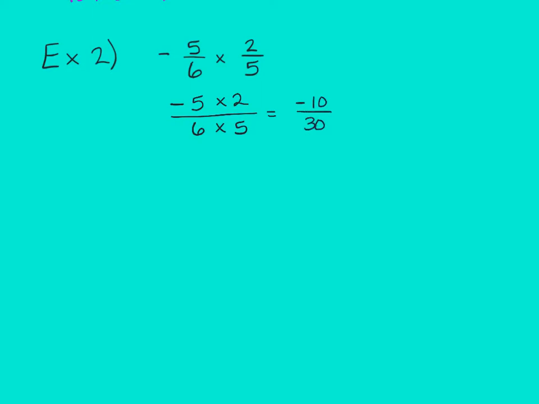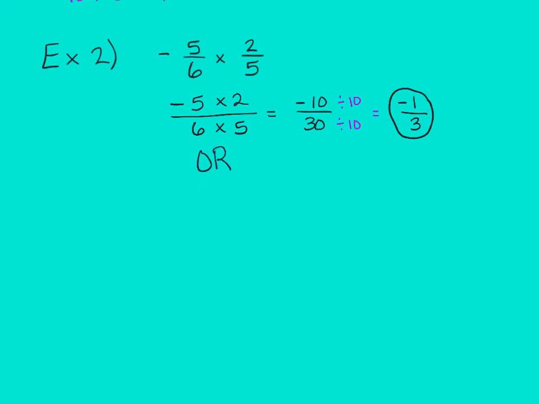And we do need to reduce if it's possible. Those will both divide by 10 because they're both multiples of 10. They end in 0. So when I divide them both by 10, negative 10 divided by 10 is negative 1. 30 divided by 10 is 3. So I get negative 1/3.